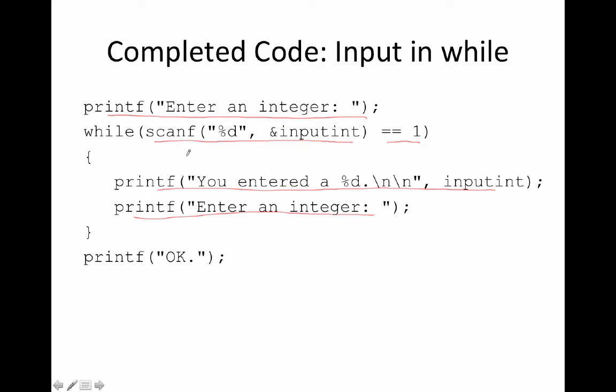So every time, we have the prompt printing enter an integer before we attempt the scanf function to read in what the user entered. So as long as the user is putting integers into the input buffer, the scanf function will be able to read those values into the variable, and the scanf function will return 1. As soon as the user types in something that's not an integer, like the word exit, that will return a 0 for the scanf, so this will not be equal to 1, and that will get us down to the next statement in the program, which prints OK.